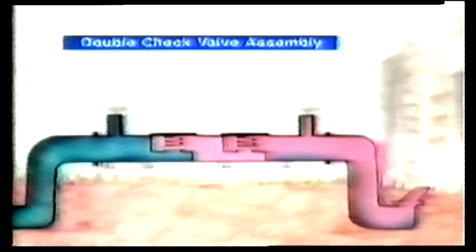A double check valve assembly can only be used to protect against aesthetically objectionable materials. Well, that is, not dangerous to our health.